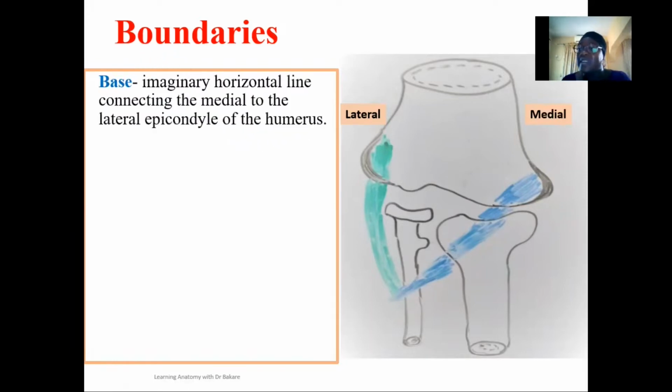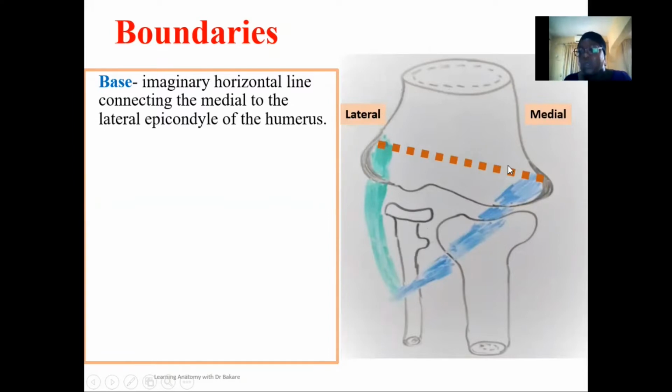The cubital fossa, we already said that it is a triangular indentation or depression that is created in the anterior part of the elbow. The base is created by an imaginary line that joins the medial and the lateral epicondyle of the humerus. This is the humerus above, and we have the medial side, and this is the lateral side. On the medial side, we have a protrusion that is called the medial epicondyle, and on the lateral side a protrusion that is called the lateral epicondyle.